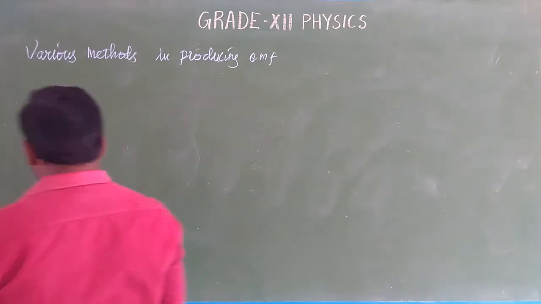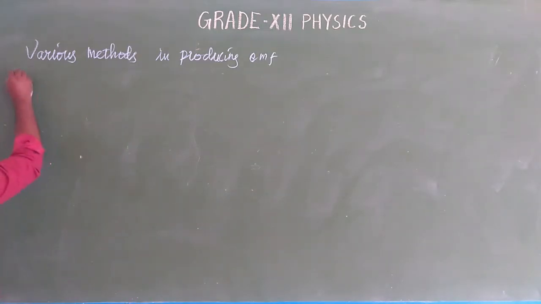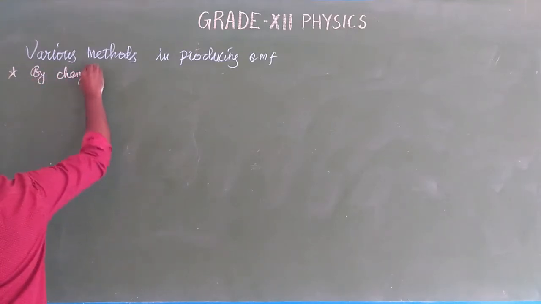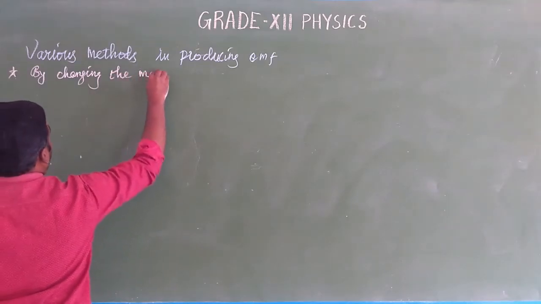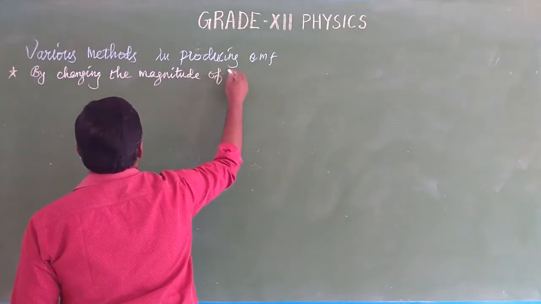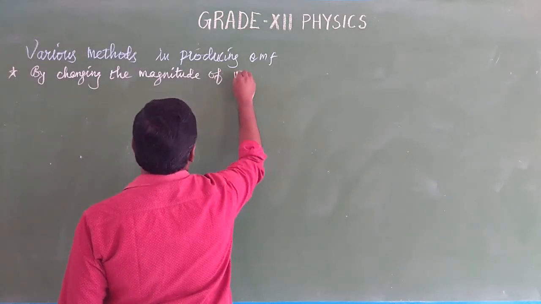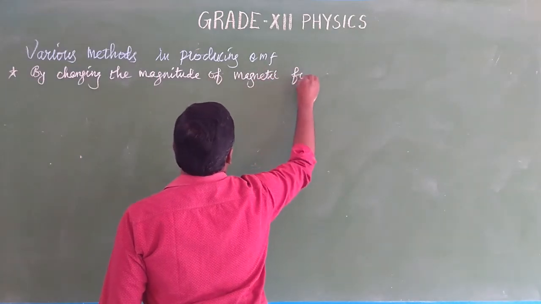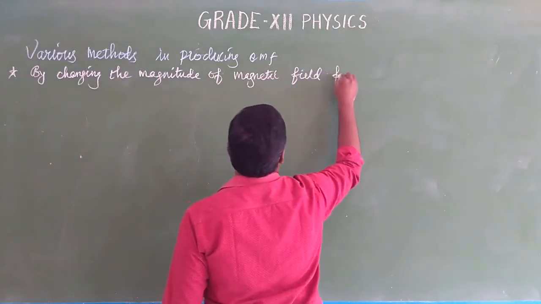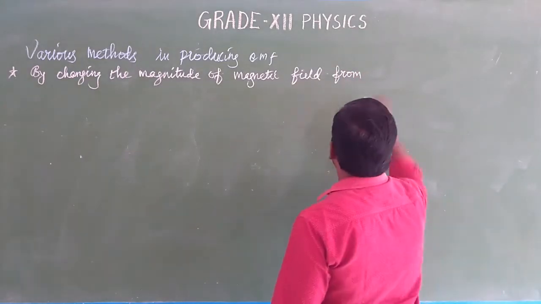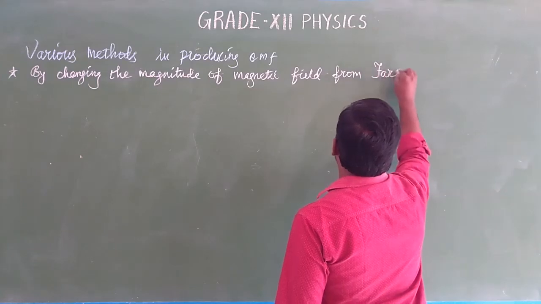Okay. In the first one, we have already discussed from Faraday's and Henry's experiments: by changing the magnitude of the magnetic field. From whose experiment? From Michael Faraday and Henry.